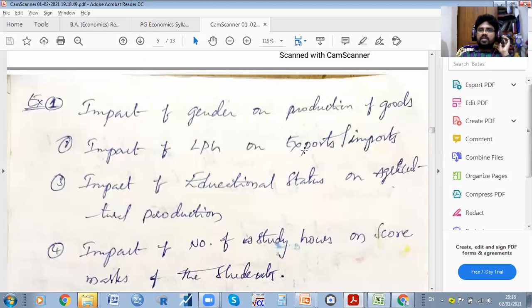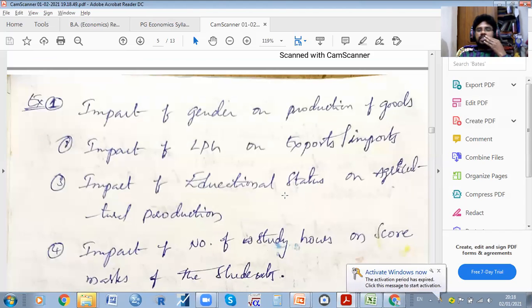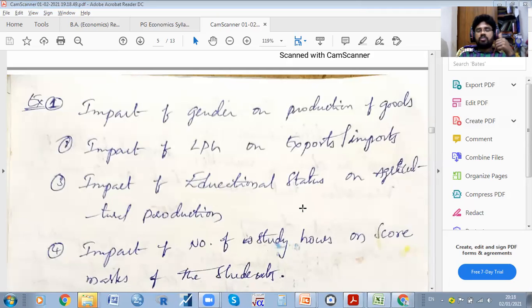So we can write the equation like this, and the impact of LPG on exports, as we have taken. Then the impact of education status on agriculture production. For example, take production levels in the agriculture field. When you observe in villages, those who are educated can produce more compared with illiterate people. Sometimes illiterate people also produce more than educated people. We can compare whether educated people are producing more, that is, whether education has an impact on agriculture production or not.